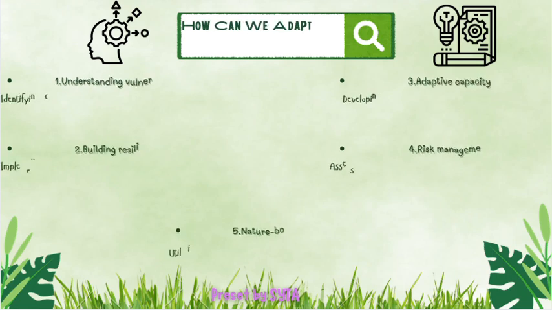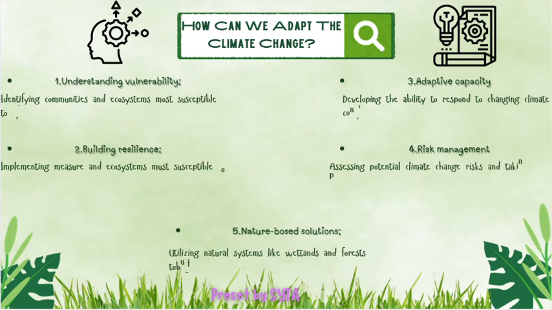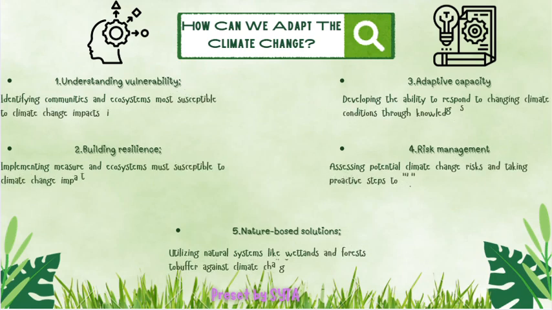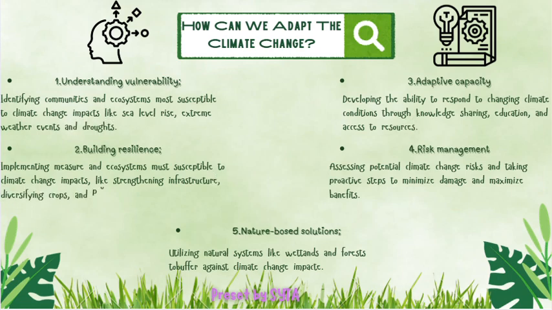So now I will tell you about how we can adapt to climate change. First, understanding vulnerability. Identifying communities and ecosystems most susceptible to climate change impacts like sea level rise, extreme weather events, and droughts. And building resilience, implementing measures to withstand and recover from climate change impacts like strengthening infrastructure, diversifying crops, and promoting sustainable land use practices.